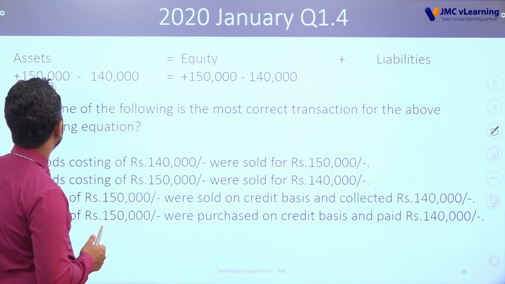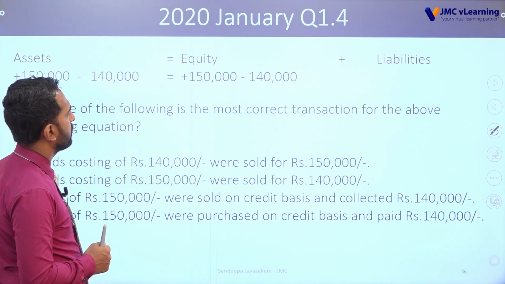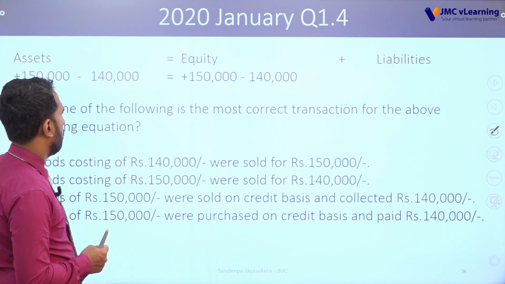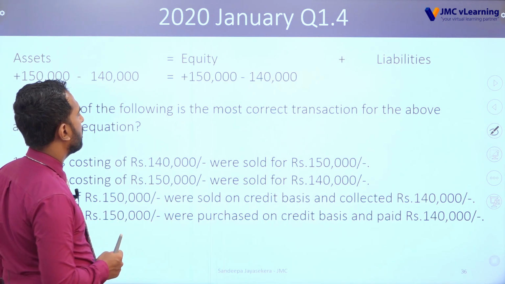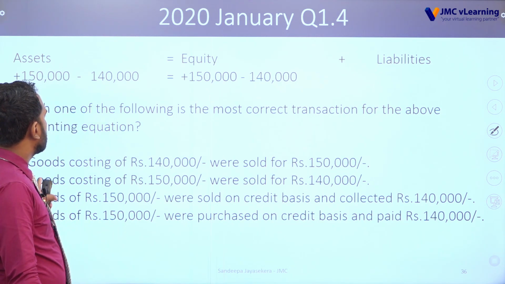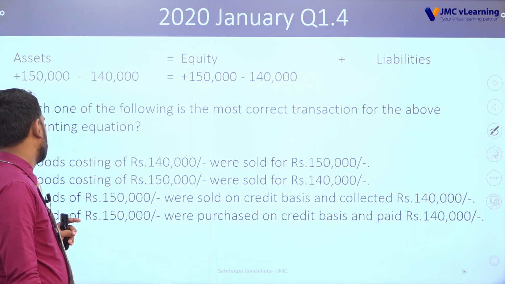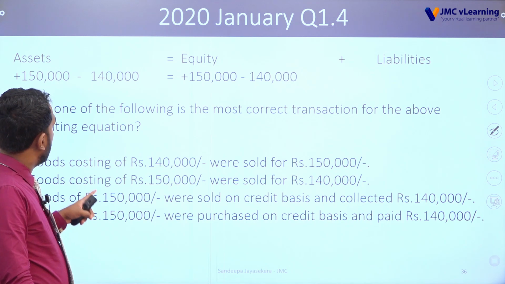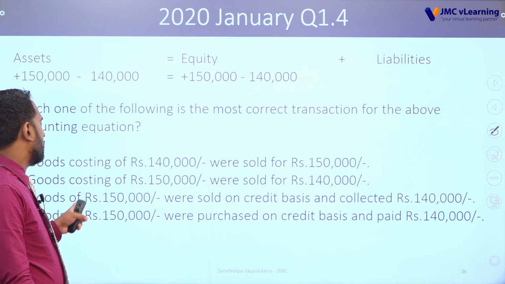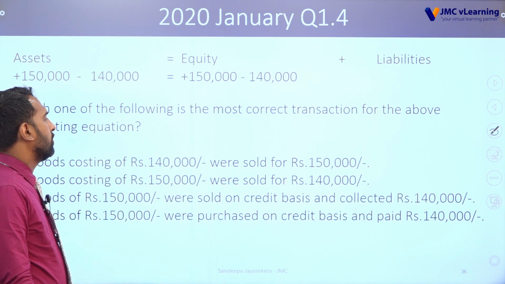2020 January paper, assets plus 150,000 minus 140,000, equity plus 150,000 minus 140,000. Which one of the following is the most correct transaction for the above accounting equation? Right? Goods costing rupees 140,000 was sold for rupees 150,000. Goods costing 150,000 was sold for rupees 140,000. Goods of rupees 150,000 were sold on credit basis and collected 140,000.